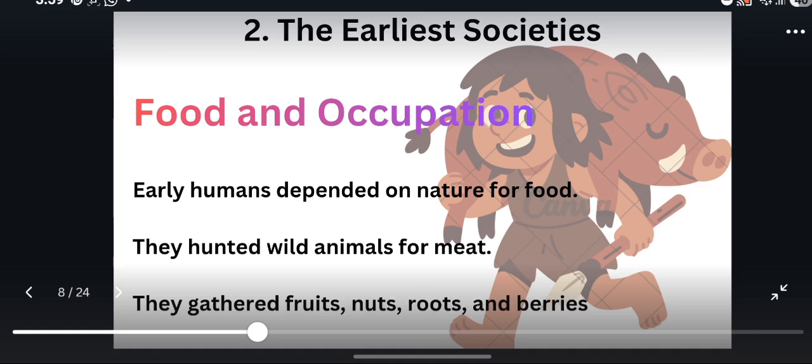Next, we will see about the earliest societies. Do you know how they lived and what their food and occupation were? So let's see about that. Food and occupation: early humans depended on nature for food. They hunted wild animals for meat. They gathered fruits, nuts, roots, and berries.